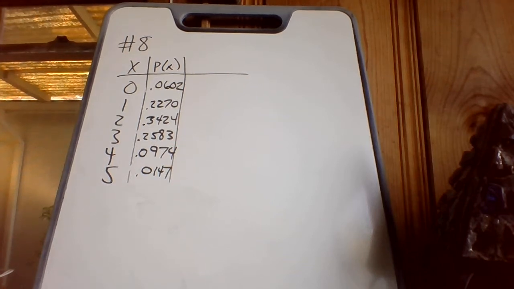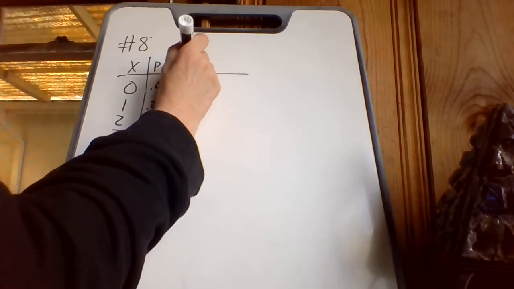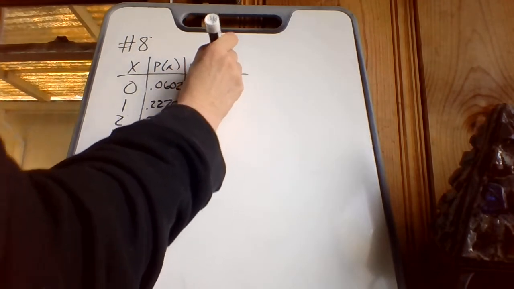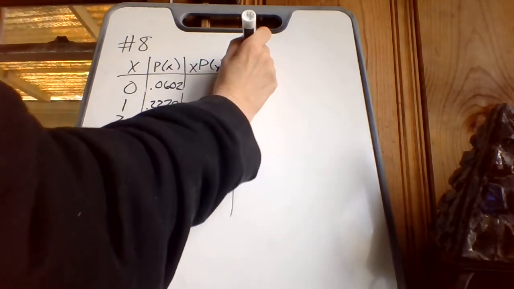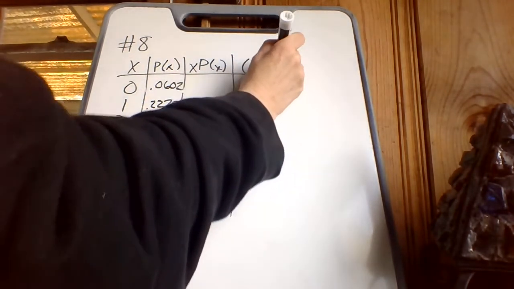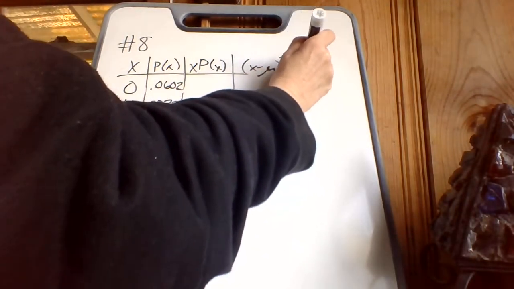Exam review number 2, question number 8. Okay, and then you think, oh God, this question is probably going to take as long to do as the rest of the exam. But I'm supposed to do these two columns, the XPX column and the X minus mu squared PX column.